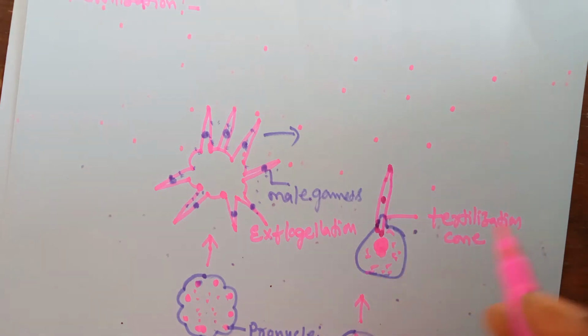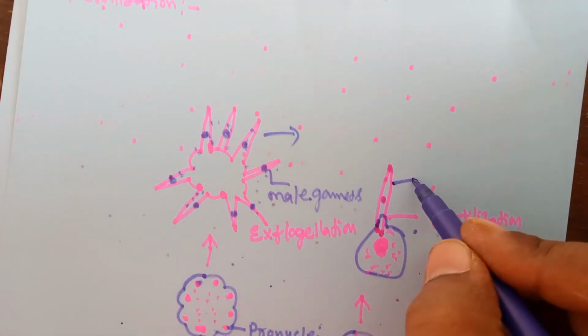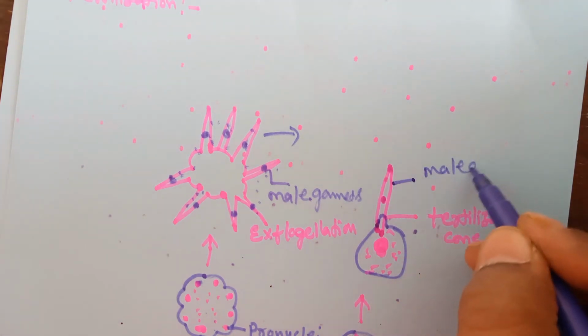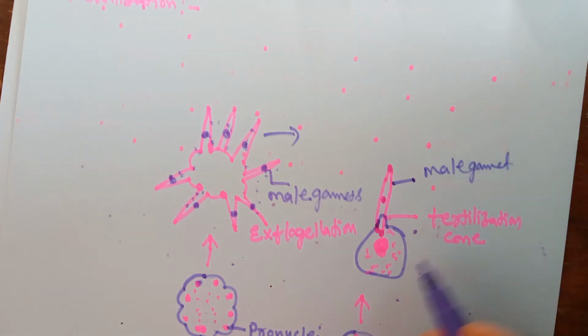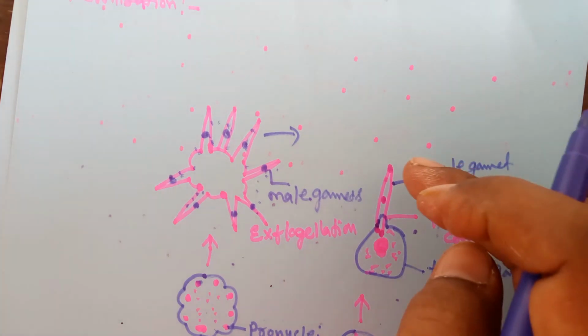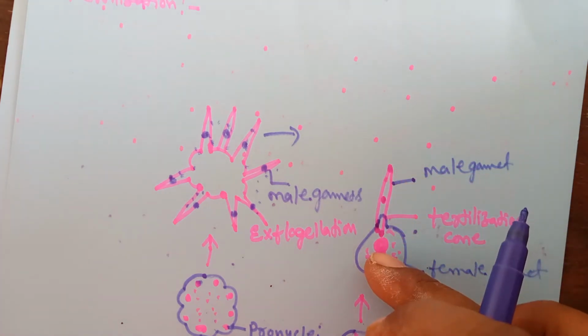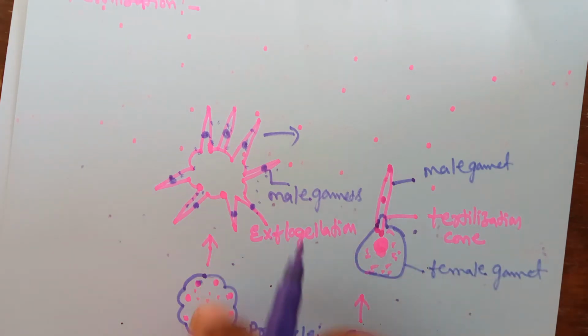The male gamete and female gamete fuse together. That is called fertilization. This is the male gamete and this is the female gamete. So the male gamete fuses with the female gamete. That is called fertilization. When the gametes fuse, that is called sexual reproduction.